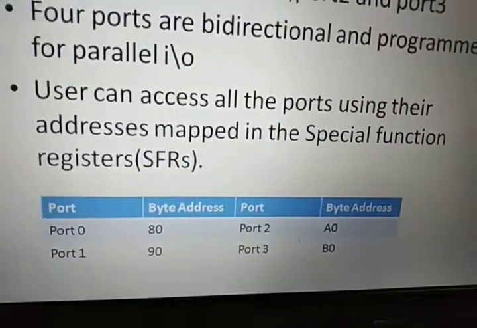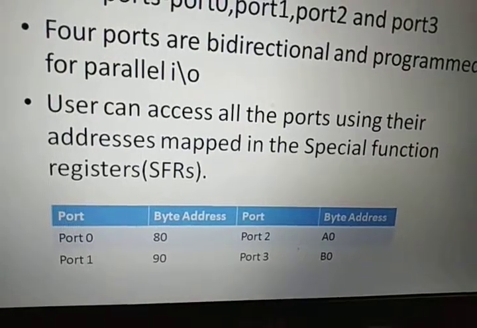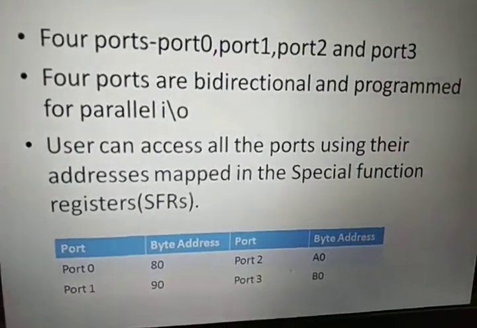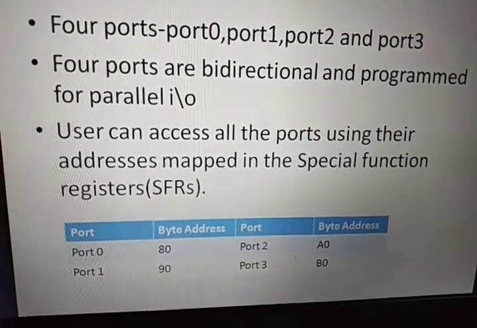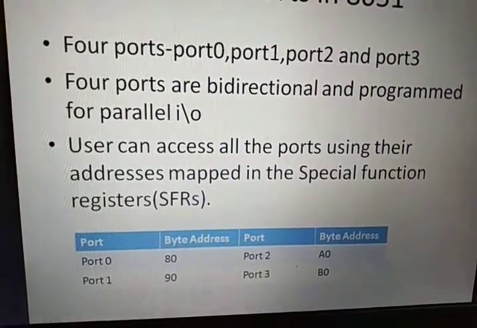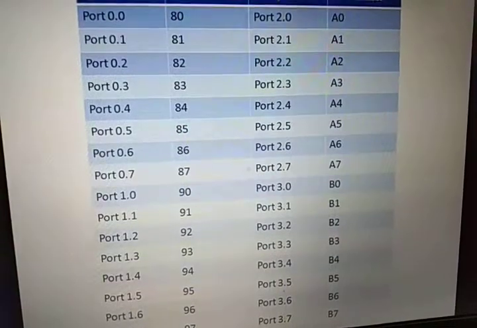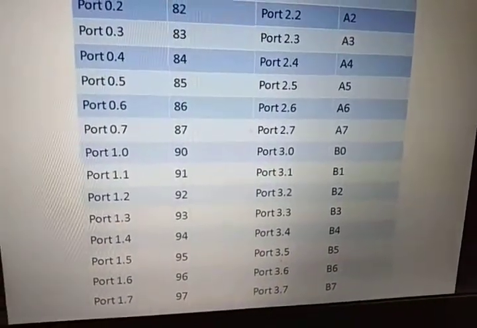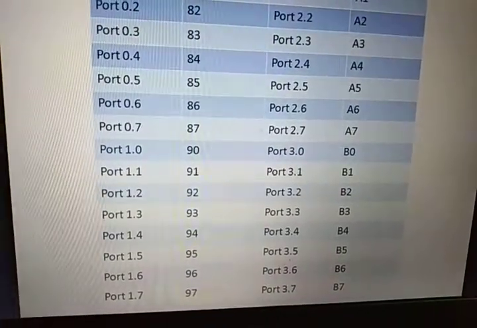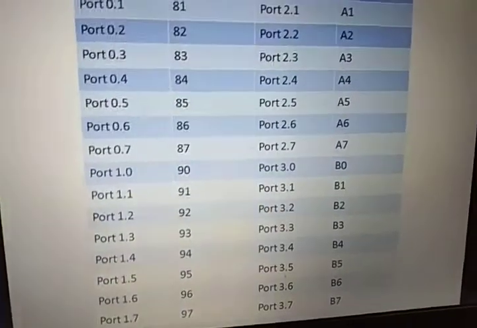We have seen that port 0 has address 80, port 1 has 90, port 2 A0, and port 3 is B0. They can also be accessed by their bit addresses. Port 0, the address is 80, and there are 8 pins P0.0 to P0.7, and they are numbered from 81 to 87. Similarly, port 1 has the byte address 90, and the bit addresses for the 8 pins from P1.0 to P1.7 are from 90 to 97 respectively.